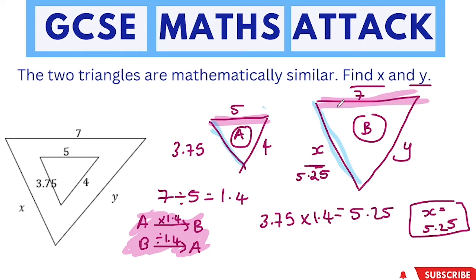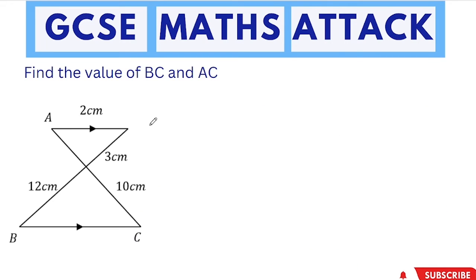Okay, so if I'm going to work out Y, I need to say to myself, which two are corresponding? I can see the 4 is corresponding to Y. So I'm going to do 4 times 1.4. And if I put those together, I will get 5.6. Okay, so Y is equal to 5.6. Okay, so what I'd like you to do is pause the video and have a go at this question.